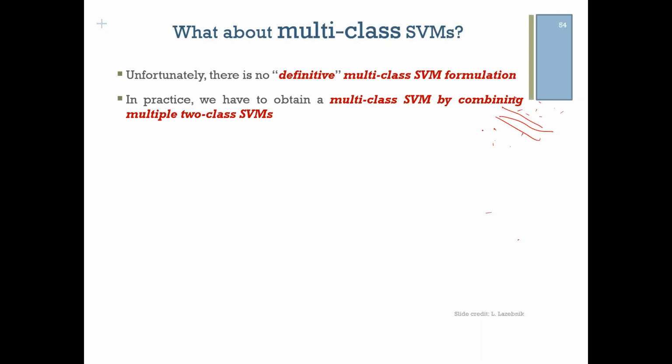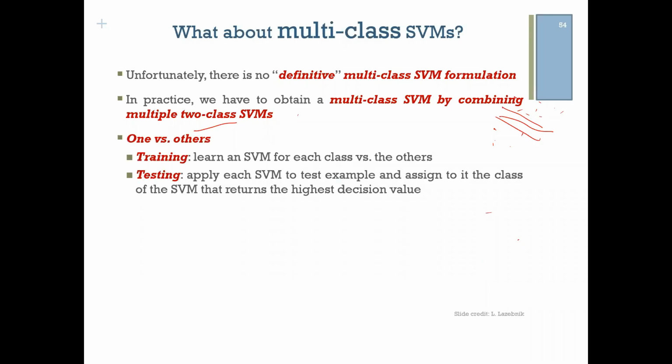So in practice, we have to obtain a multi-class support vector machine by combining multiple two-class SVMs. The only way to bypass this problem is to train multiple two-class SVMs. So it still has to be two-class SVMs, but we are now training them multiple times and combining them together. In doing this, there are two ways of doing it.